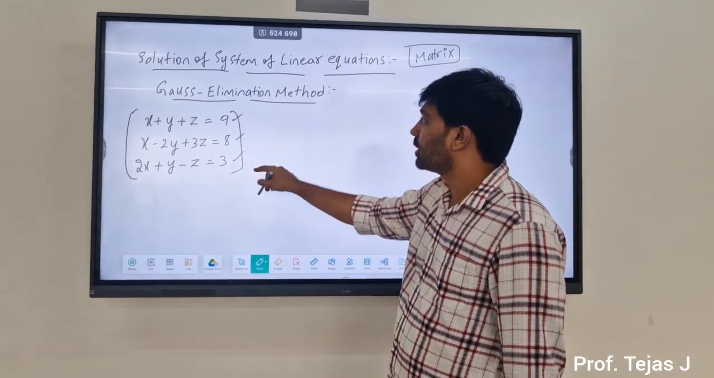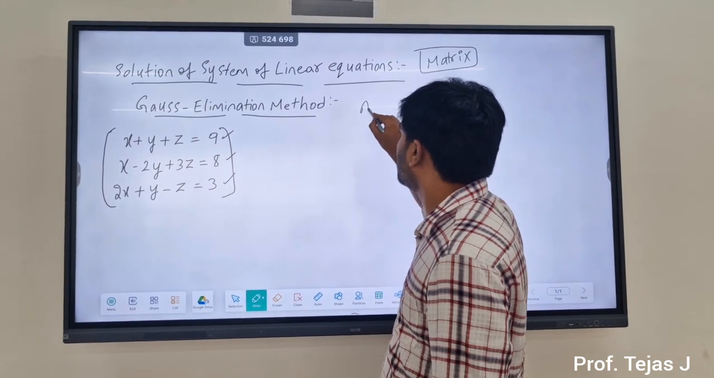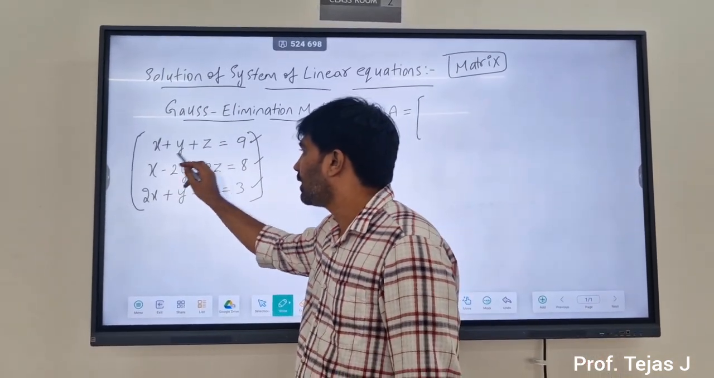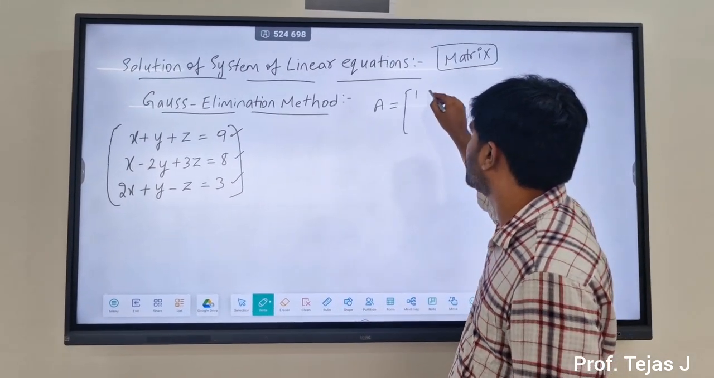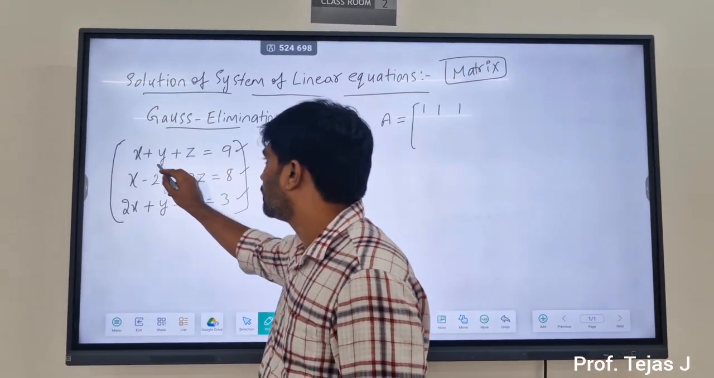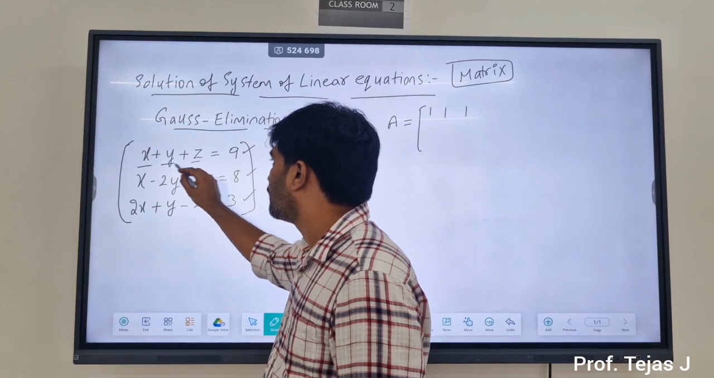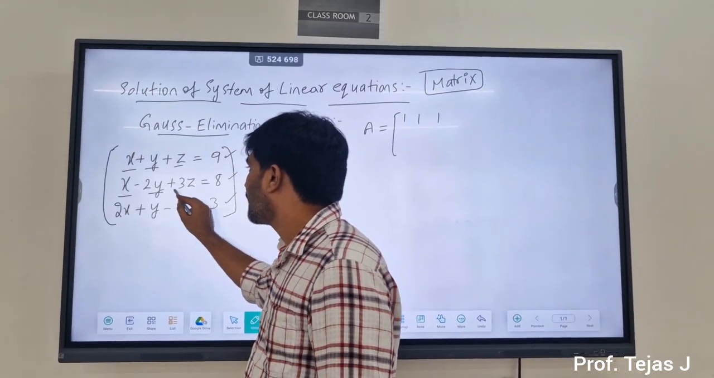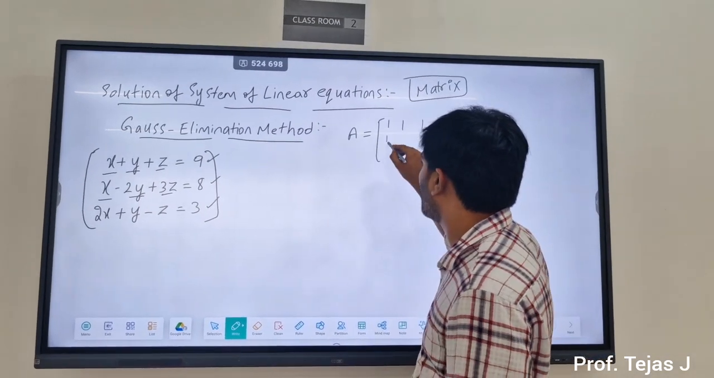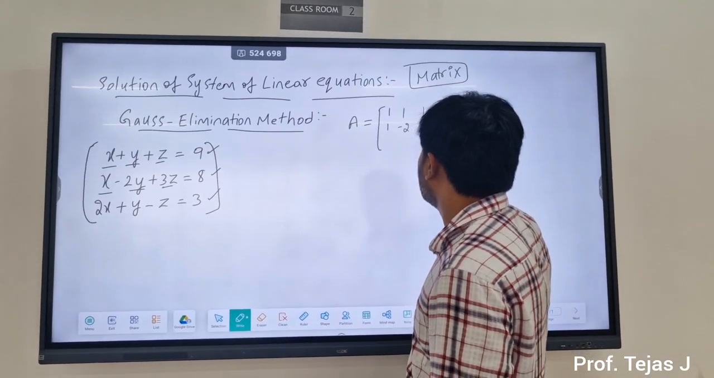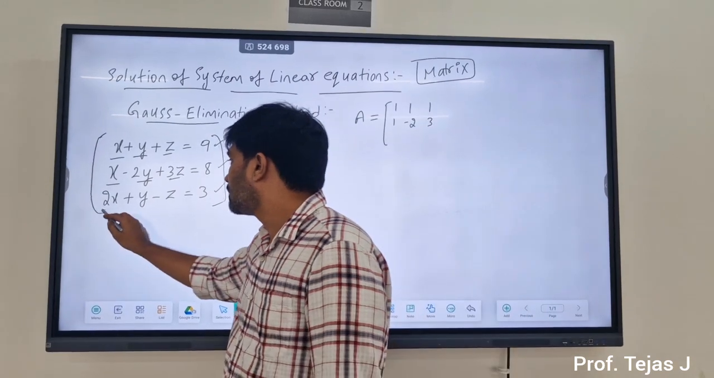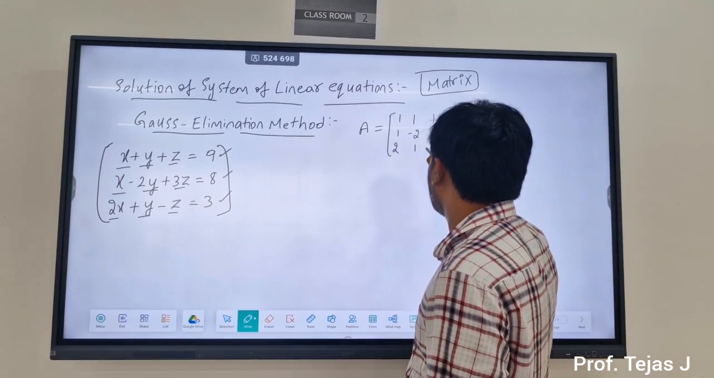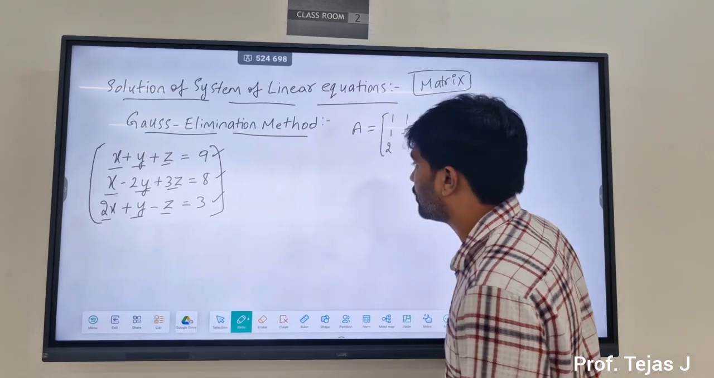Okay, so how can you make an equation into a matrix form? We are going to consider a matrix A, writing the coefficient values of x, y, z from each equation. When you observe the first equation, we can see the coefficients for x, y, and z are 1, 1, 1. That will be the first row of matrix A. For the second row, we write the coefficient for x as 1 and y as -2. Then for z, it is 3. And the third row, we take the coefficients 2, 1 and -1. This will be the matrix A.